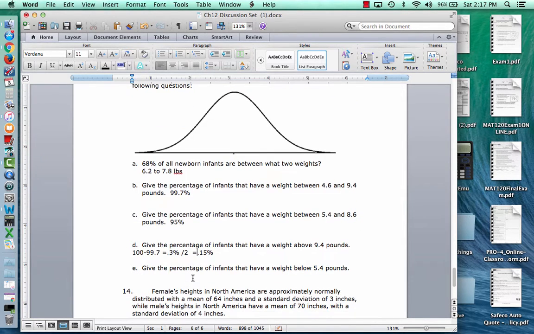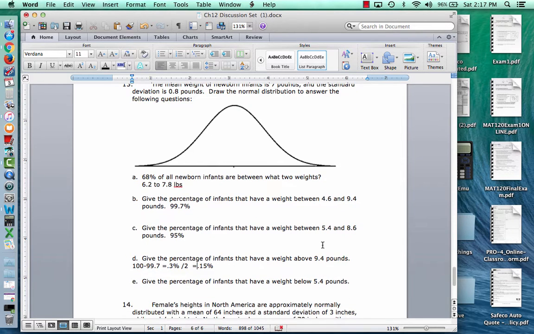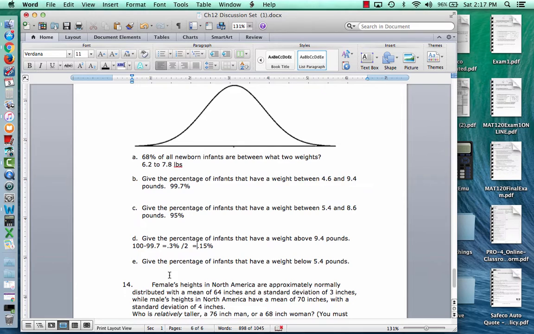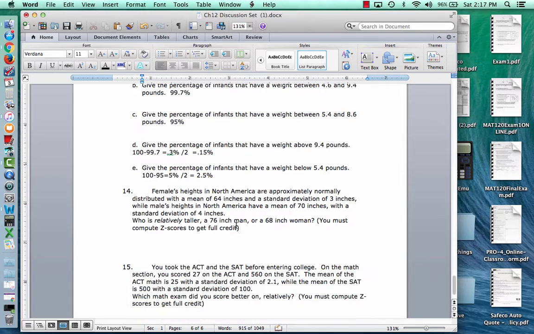Same idea here with E. It says give the percentage of infants that have a weight below 5.4 pounds. Well, 5.4 pounds is 2 standard deviations below the mean, and we know that 95% is within 2 standard deviations. So 100 minus 95, 5% is outside of 2 standard deviations, but we just want the lower half, so we take that and divide it by 2, and we get 2.5% that are below 5.4 pounds.